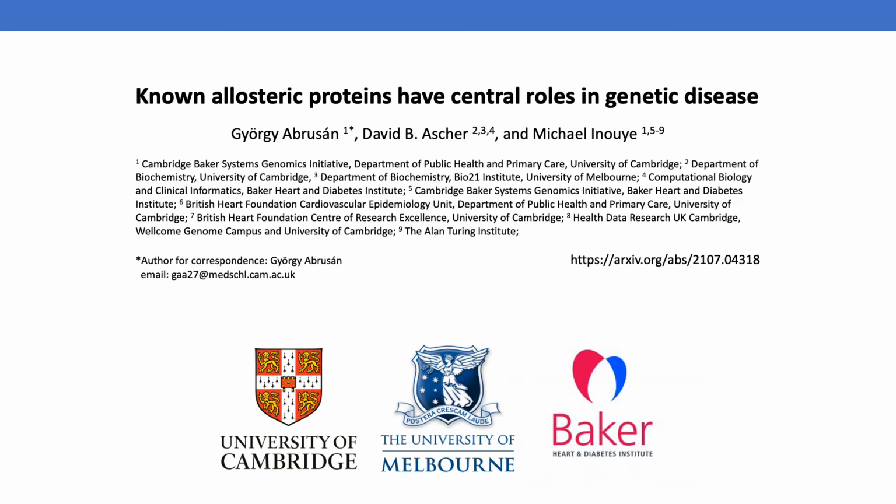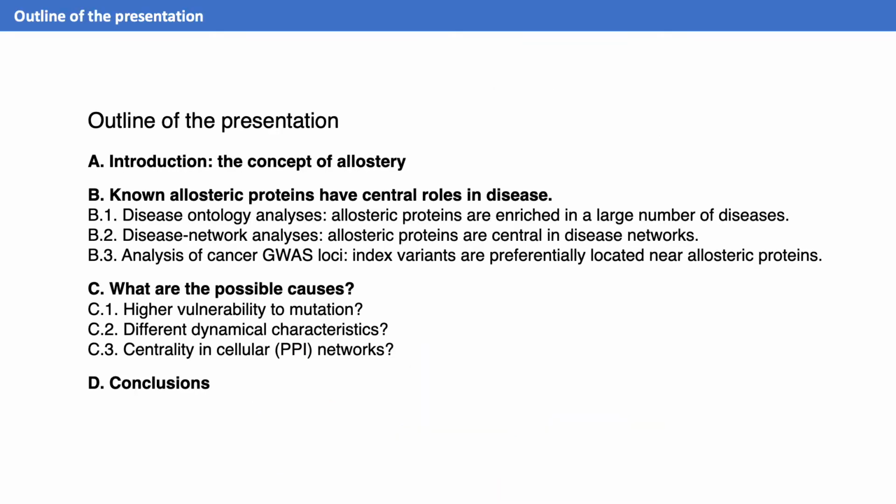I'm a postdoc at the University of Cambridge, and I'm going to talk about the role of allosteric proteins in genetic disease. My talk will have three parts. First, I will have a brief introduction on the concept of allostery. Next, I will show that known allosteric proteins are central in genetic disease. And finally, I will test several hypotheses on the possible causes of this phenomenon.